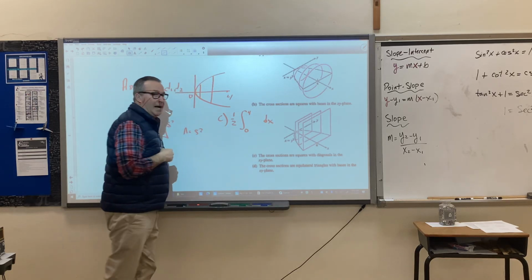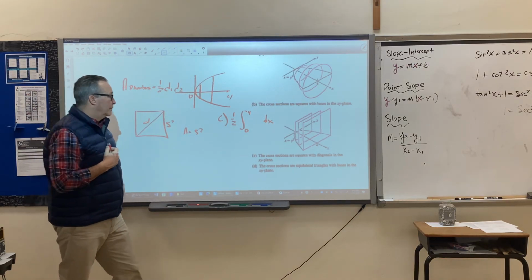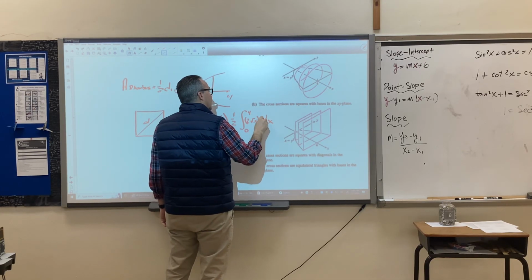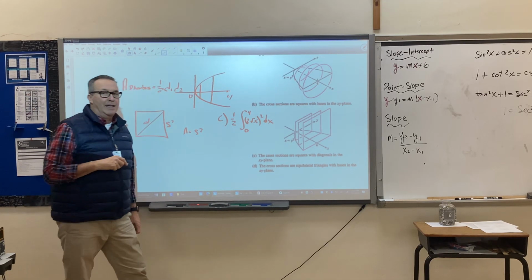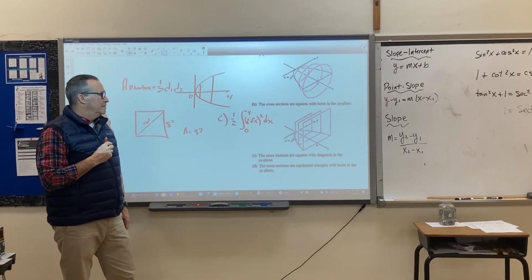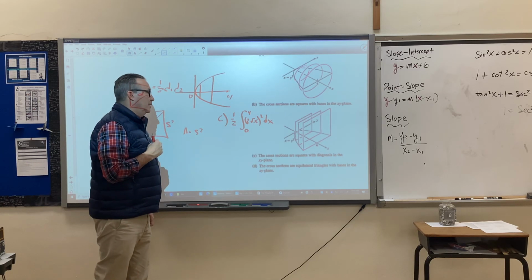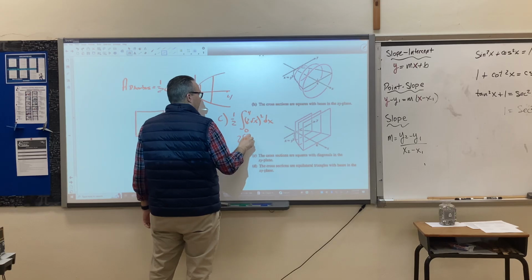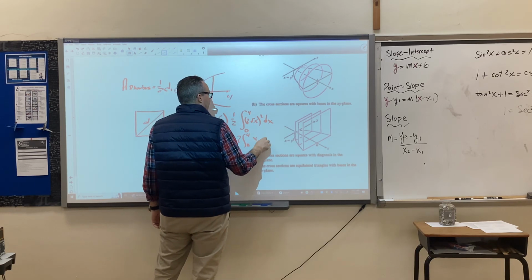What's the length of the diagonal? 2 square root of x. So the diagonal squared is 4x. And that will get us the volume of that cell. So I guess 2 times the integral from 0 to 4 of x dx.